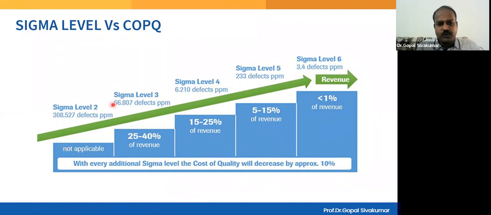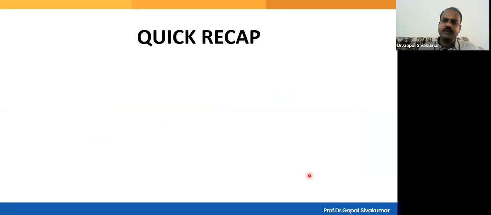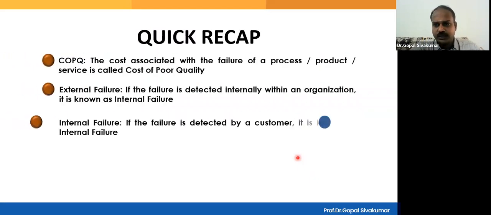When your sigma levels are low, see here, the defects are high, and eventually the cost of poor quality is also high. As I improve the sigma level of the process, the associated cost of poor quality is reduced to less than 1% of the revenue. And that's why companies are running towards Six Sigma and improving the sigma level of their critical processes. With every additional sigma level, the cost of quality can decrease by about 10%. This is based on the available statistics.